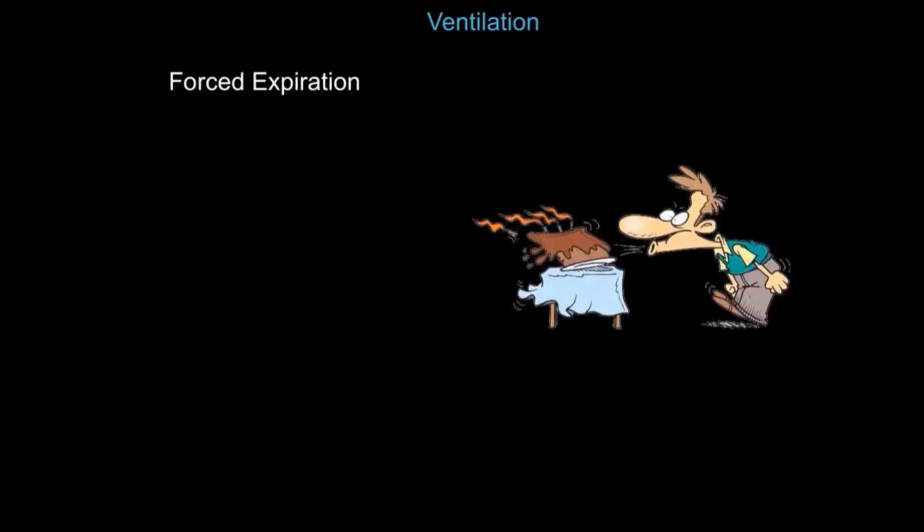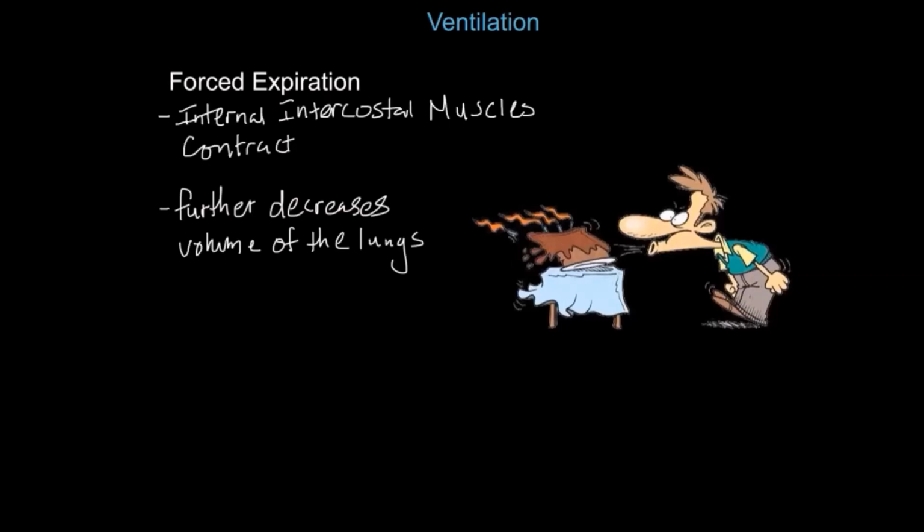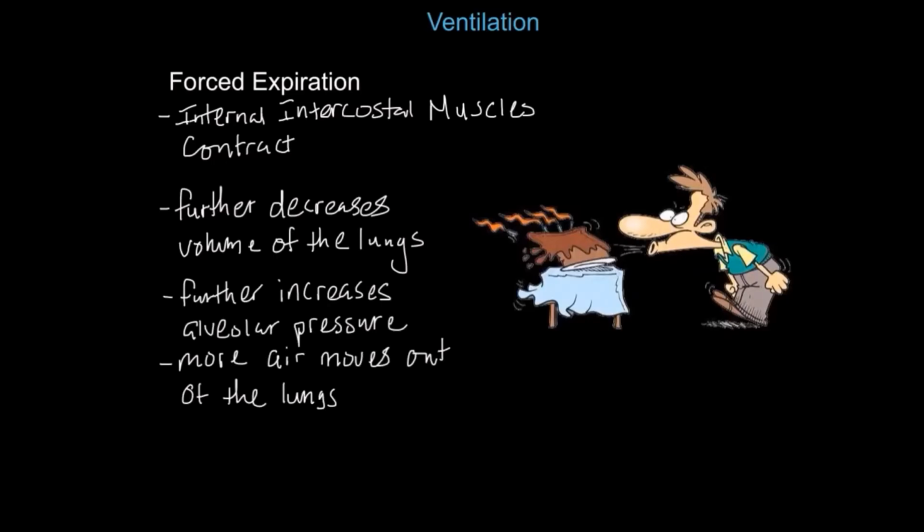Forced expiration is actually not a part of ventilation. It's a process that forcefully moves air out of the lungs. During forced expiration, the internal intercostal muscles contract, further decreasing the volume of the lungs, further increasing the alveolar pressure, forcing more air out of the lungs. A good example of forced expiration is blowing out candles or blowing up a balloon.